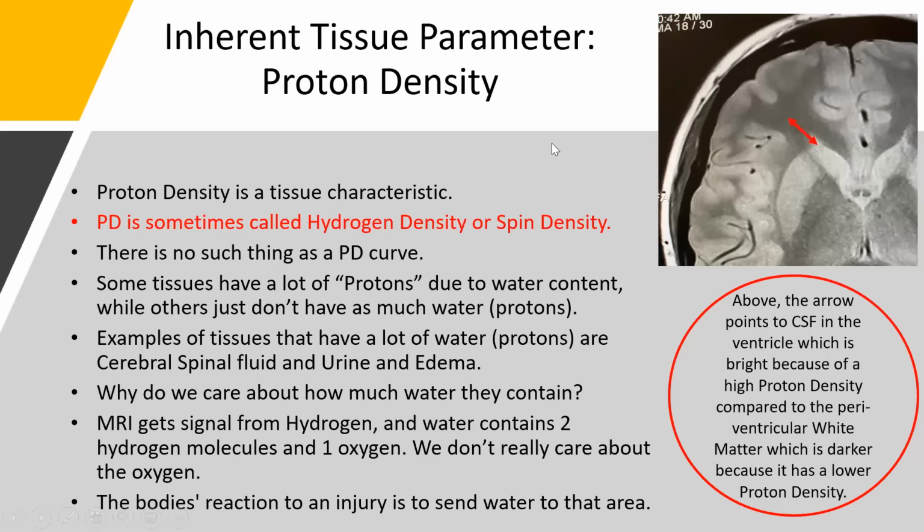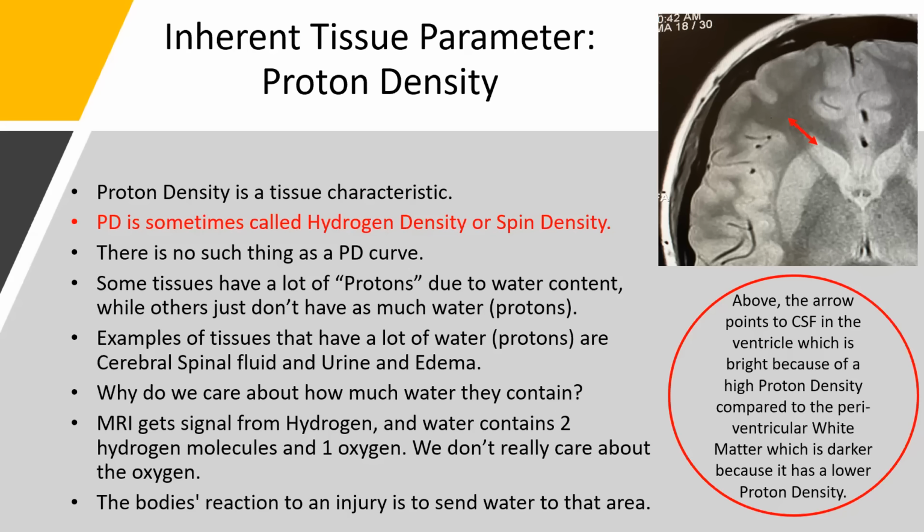Okay, and now we're going to hit proton density. So proton density is not any kind of process. It's a tissue characteristic. They love to say, what is proton density? And they'll give you the options. It's a tissue characteristic. Some tissues have a lot of protons in them, like water, and some tissues don't have as many protons in them, fat. So if you were to get signal from one tissue versus another, you've got a difference in proton density. You've got a difference in signal intensity.